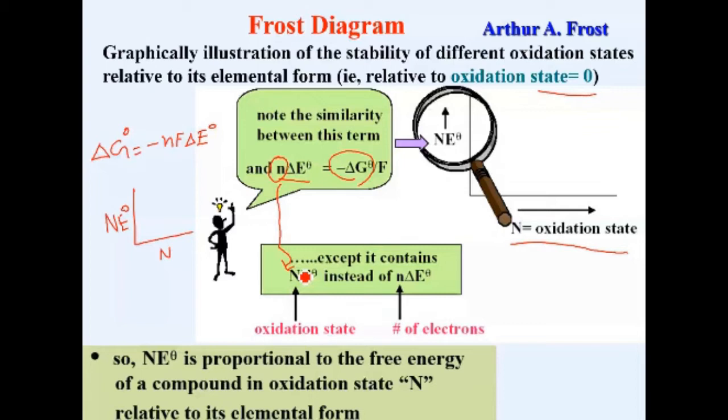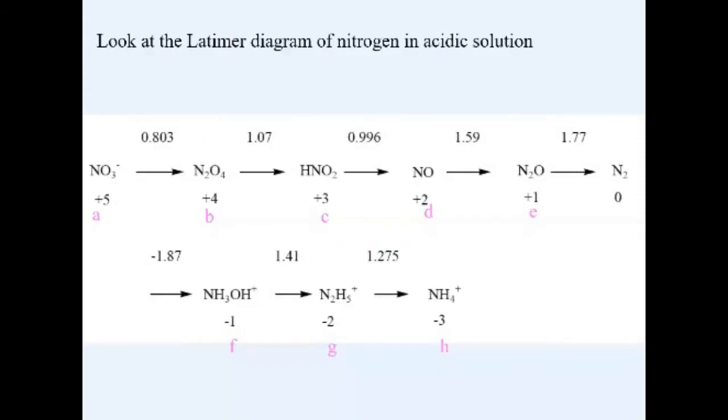Let us see how to draw the diagram taking two examples, then you will be able to understand. Let us take a Latimer diagram. If it is a descriptive type big question, you may have this kind of challenge. A big Latimer diagram will be given to you, and you have to convert the Latimer diagram into a Frost diagram. Here, this diagram is a Latimer diagram.